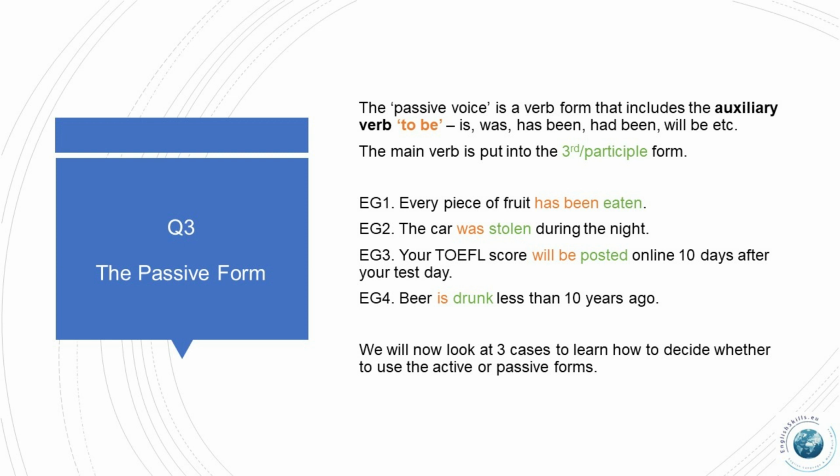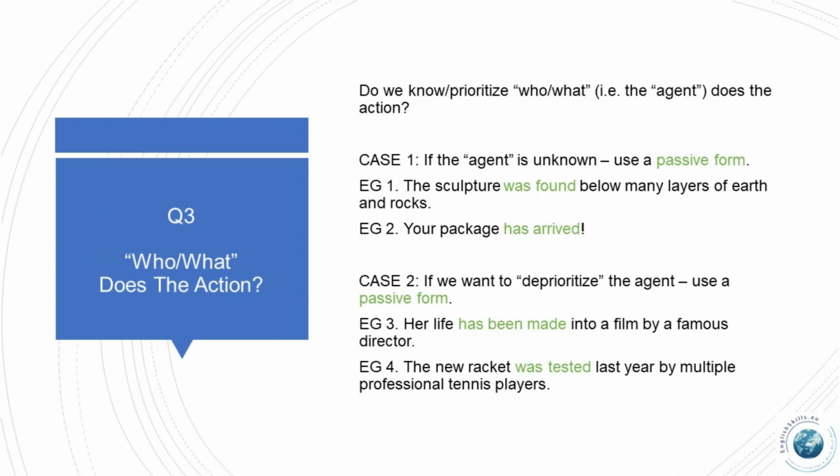Example 3, your TOEFL score will be posted online 10 days after your test date. We don't know who's going to post it. We're not prioritizing that information. Example 4, beer was drunk less than 10 years ago. Okay, for some reason, perhaps now beer is not drunk. Whatever the disaster that caused that situation, it was drunk 10 years ago. Do we know or prioritize who or what, i.e. the agent, does the action? Case 1. If the agent is unknown, use a passive form.